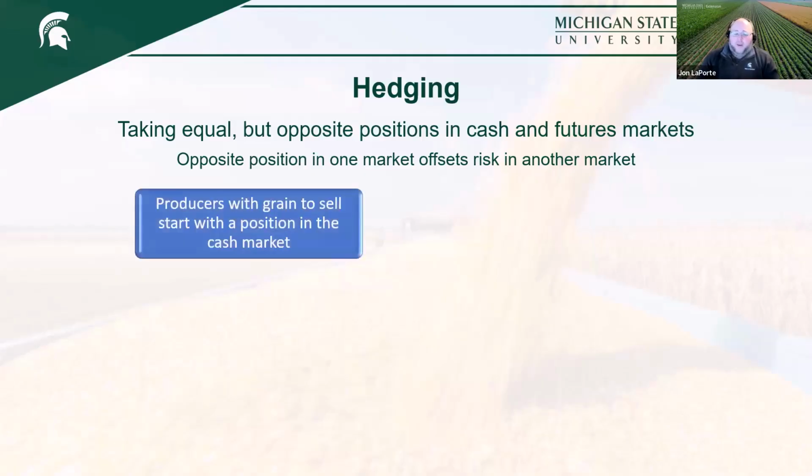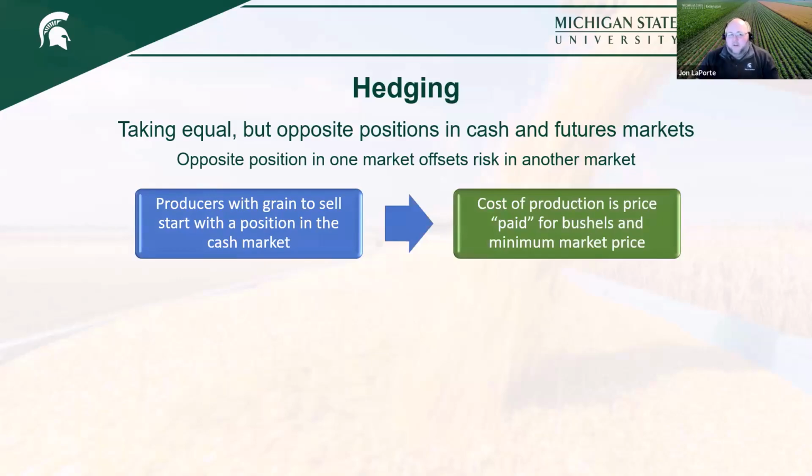So producers with grain to sell start with the position in the cash market. You've raised the bushels, you've harvested those bushels, you own the product at that point. So you're already in the cash market at that time. You're looking to eventually sell those bushels and get cash for them. Your cost of production is essentially the price you paid to be in that market. And that's why that's your minimum market price, because that's what you paid to establish yourself in the cash market.